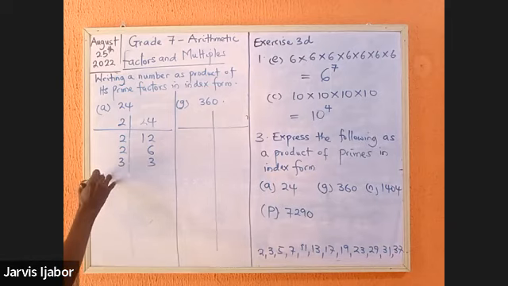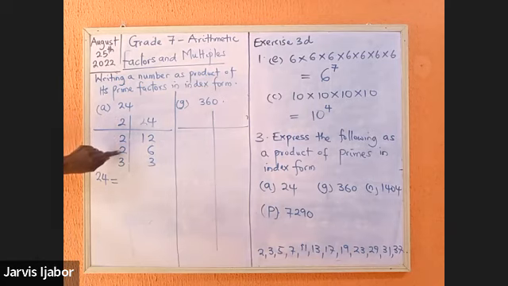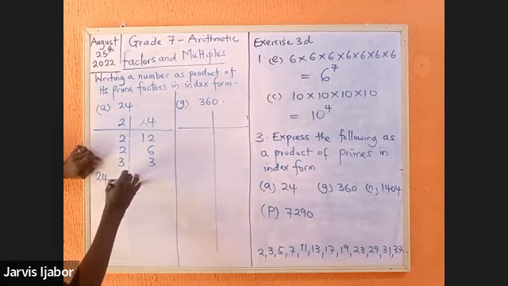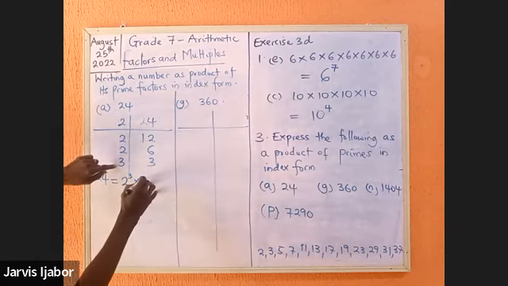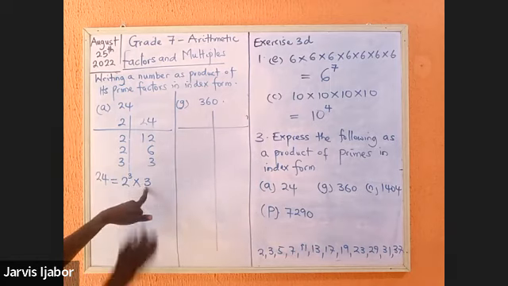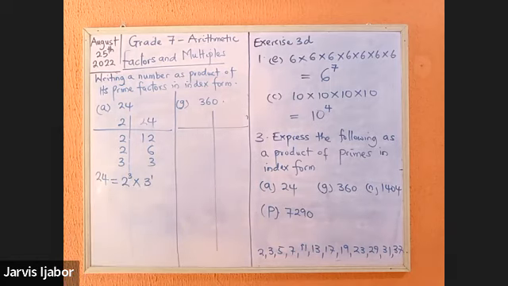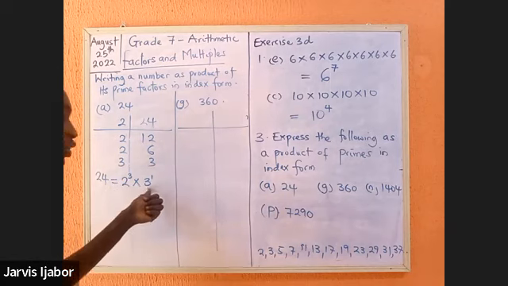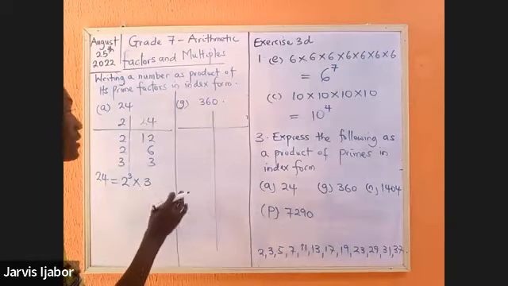Watch. 24 will be equal to what? 2 has occurred how many times? 3 times. So it will be 2 raised to the power of 3. 3 has occurred once, 3. Now, whether you write 3 or 3 to the power of 1, it means the same thing.